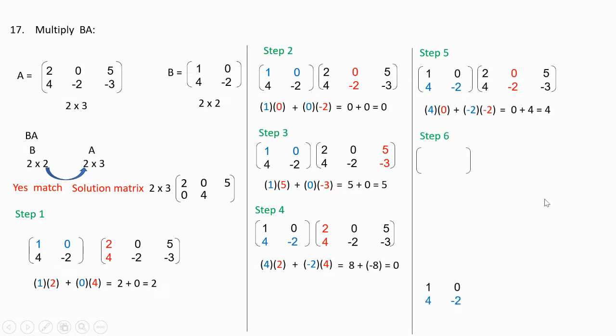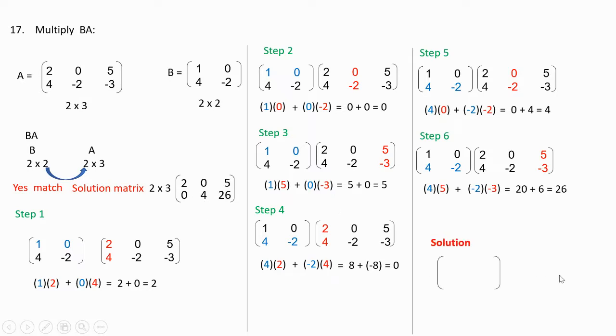Finally, the last step, I'm going to multiply the second row times the third column. 4 times 5 plus negative 2 times negative 3. So it's going to give us 20 plus 6, which gives us 26. So there's my solution, guys. This is the answer of matrix B times matrix A. Okay.